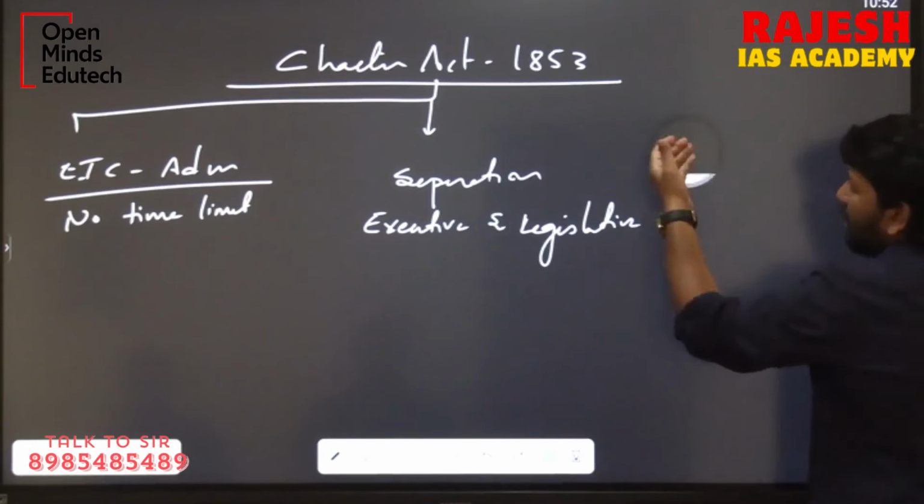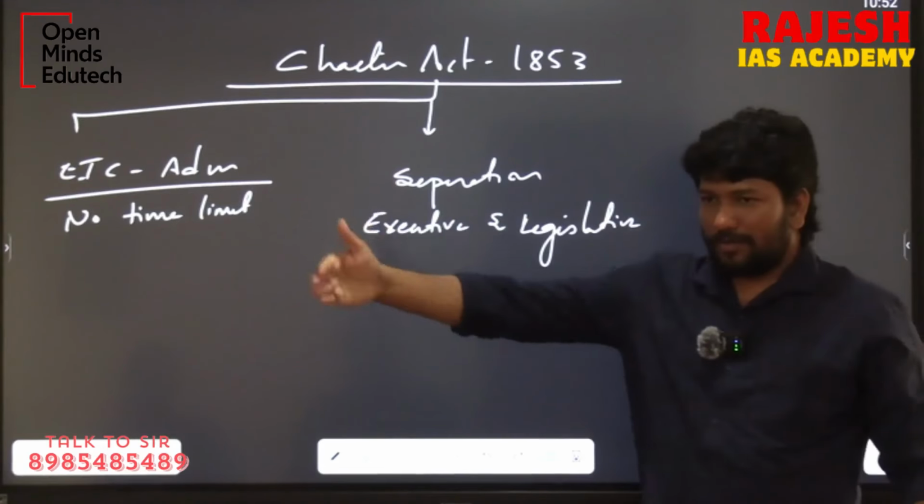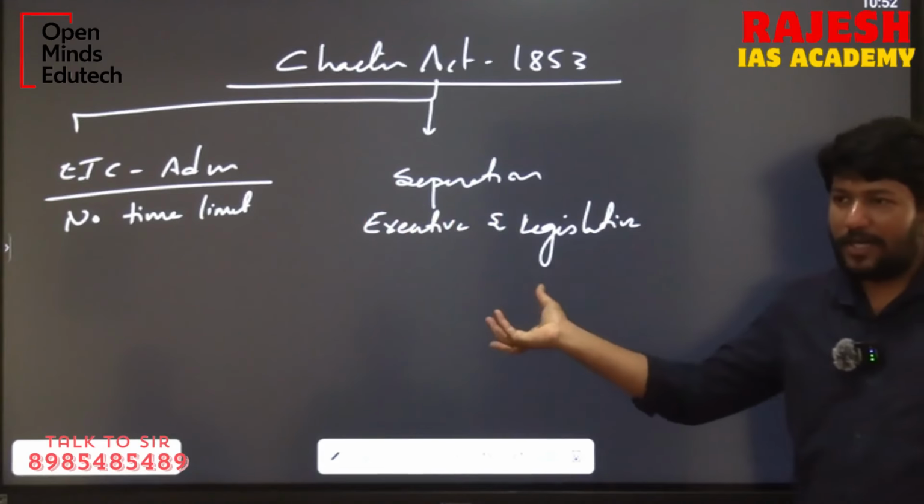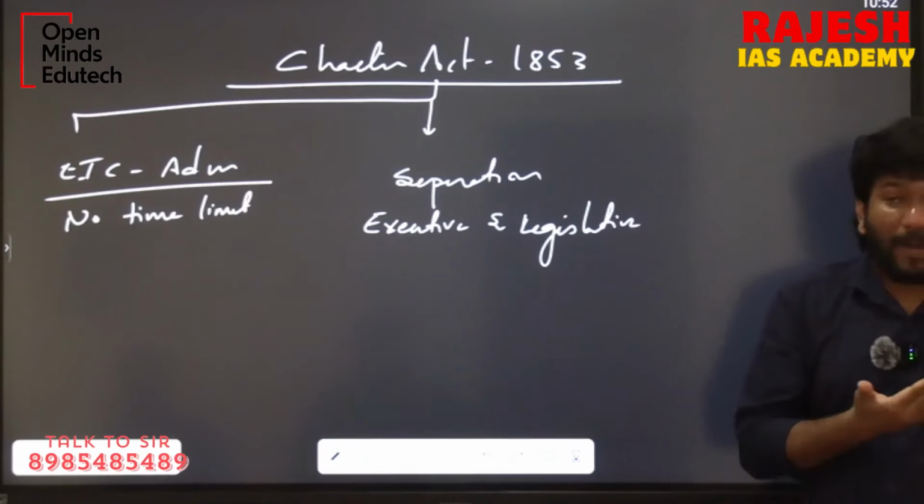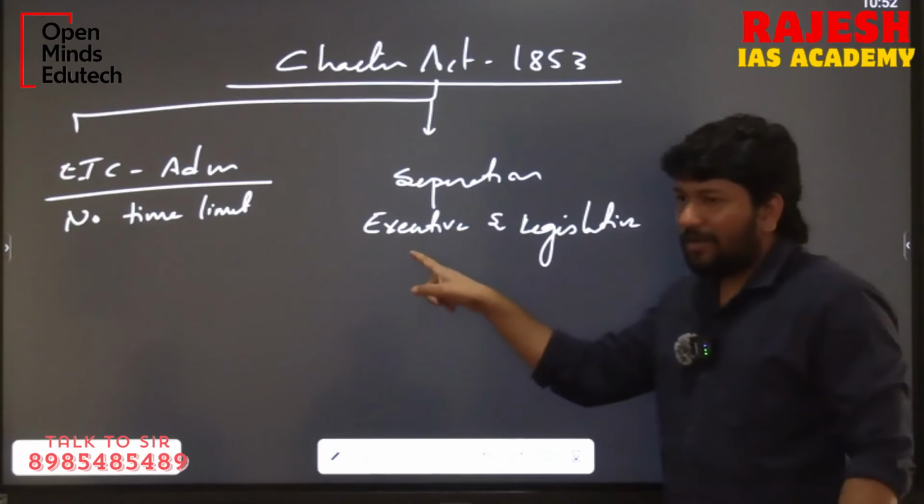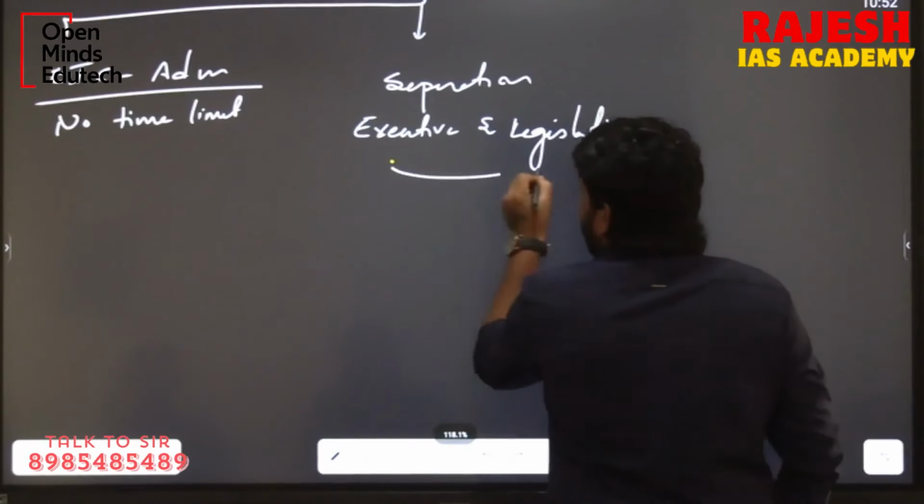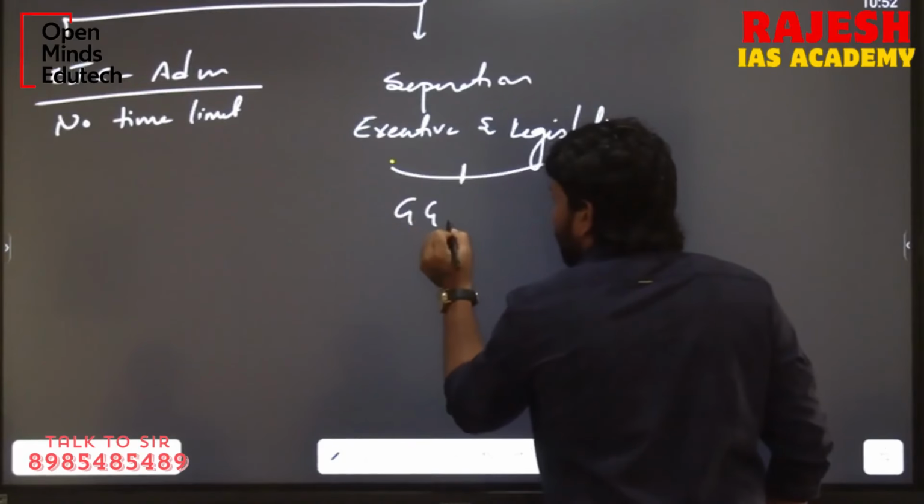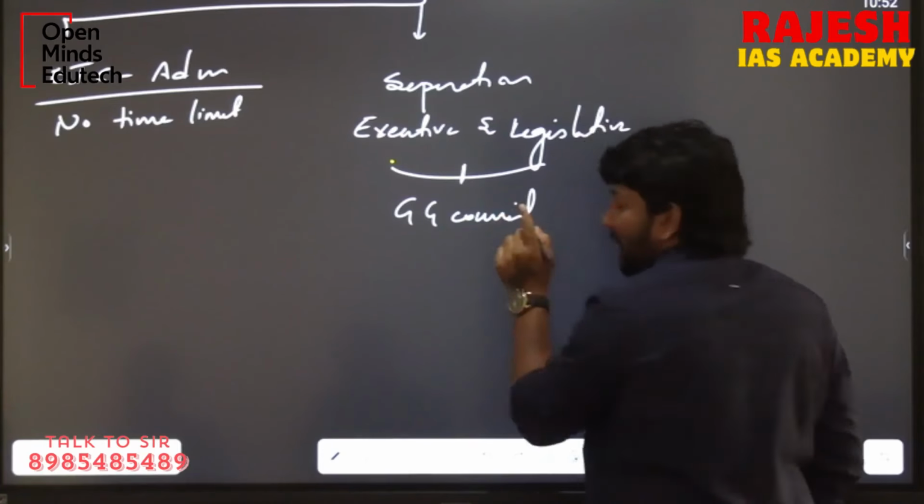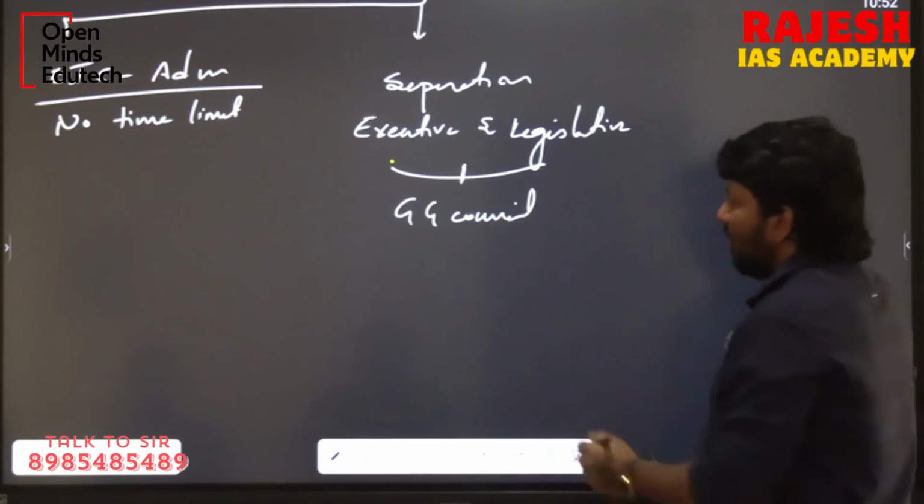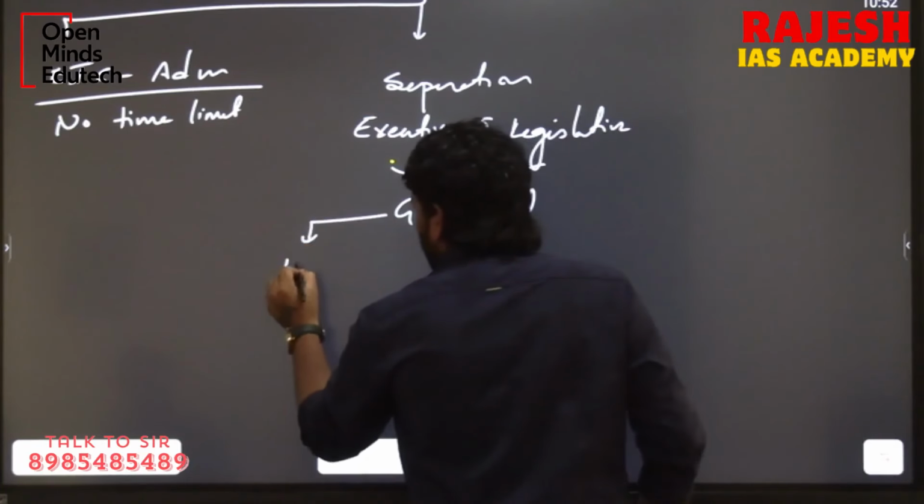Now the company rule is gradually ending. Now who has started ruling? The British. Now they are establishing a parliament in India. So they separated executive powers from legislative powers. Understand this: the Governor General Council. How many members are there? Four members.